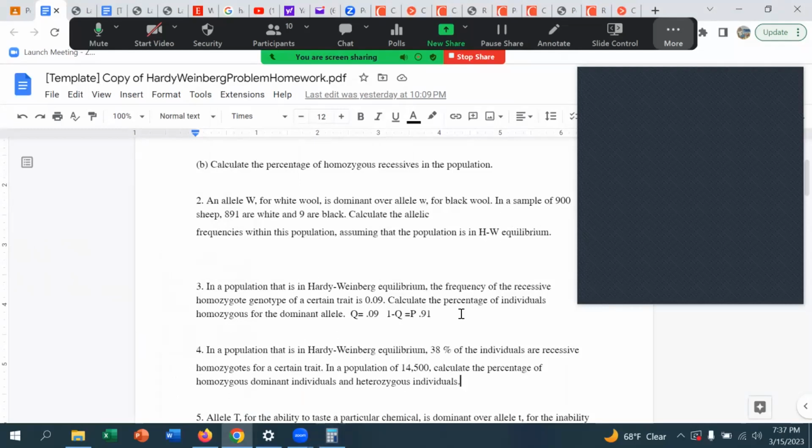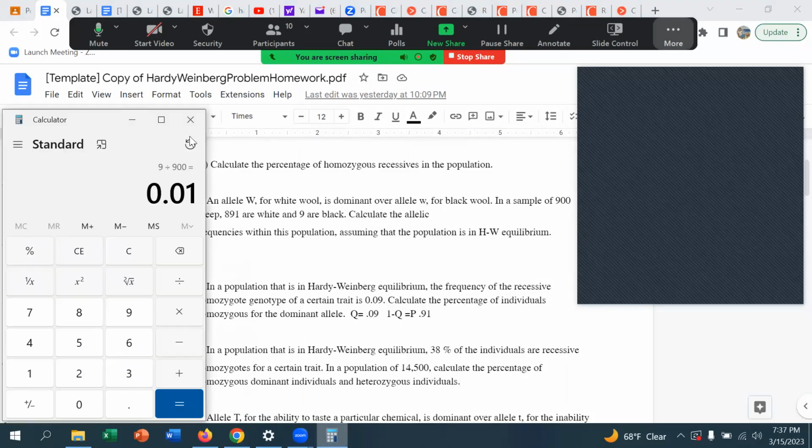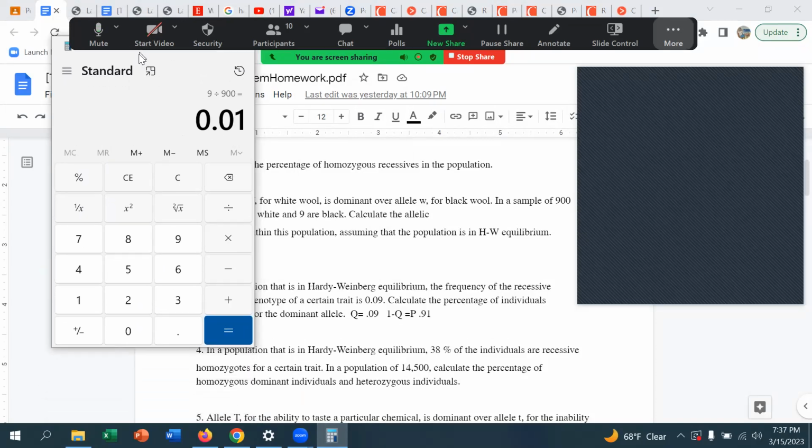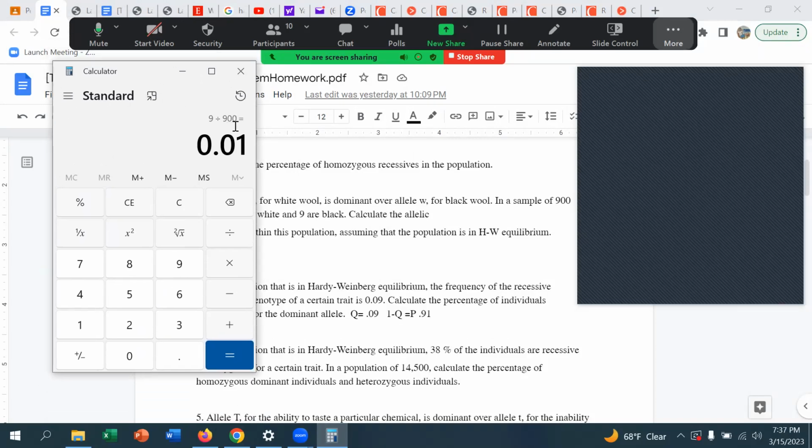All right, so we had to take 9 divided by 900. 9 divided by 900 gave me 0.01, so that equals q squared. The second thing I have to do is take the square root of it. I hit the square root button, and I find that it's 0.1. So that's actually 10%. If we put another 0 behind there, that'd be 10% of the population.